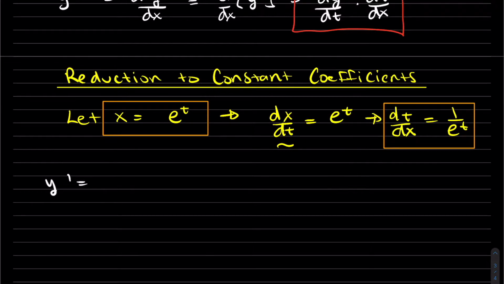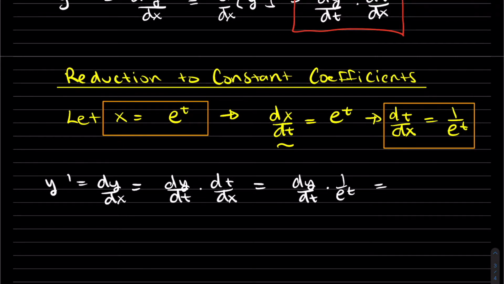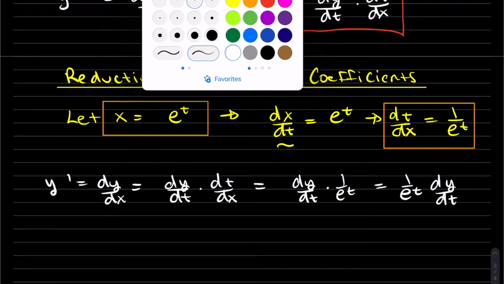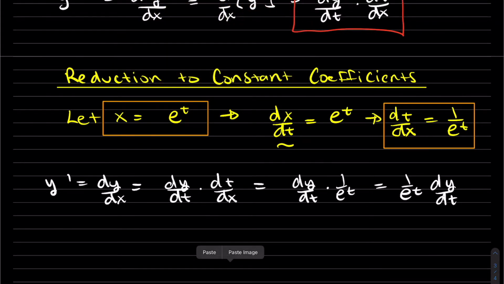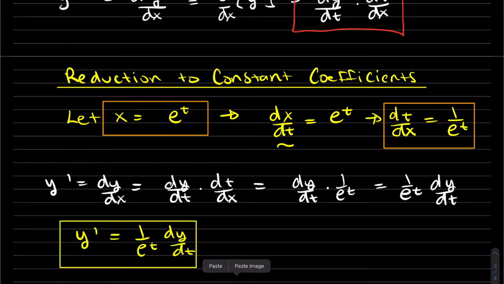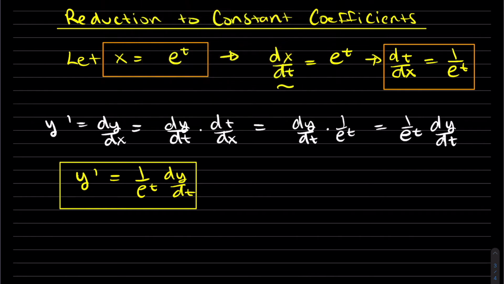Y prime, which is dy dx, we can break up since we're using t, dy dt times dt dx. And you see how we needed that? This dt dx goes there, which is 1 over e to the t. And I think it looks prettier with the e to the t in front. So let's write that out. And now let's do our second derivative.